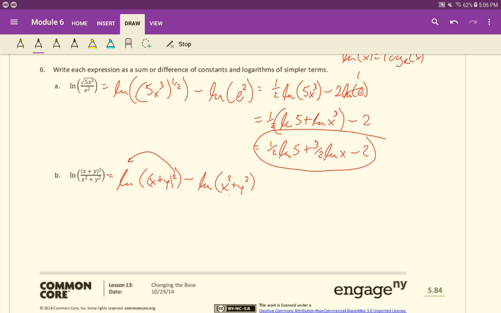But here we can't break this up because it's got that addition, and there's no property for addition inside a logarithm. And we can't factor the 2, the power, out, because again, it's addition. You can't factor over addition like that. So what we have to do is just leave this one the way it is. But the first one will be 2 times the natural log of x plus y minus natural log of x squared plus y squared. And that's the best we can do with that.